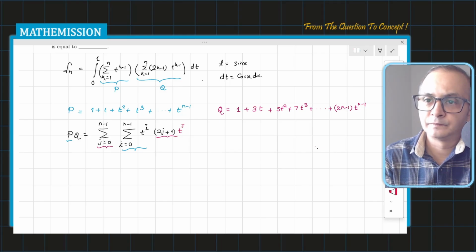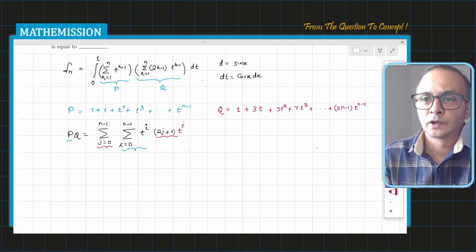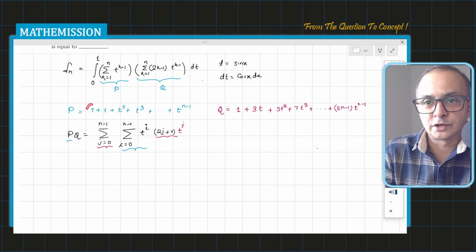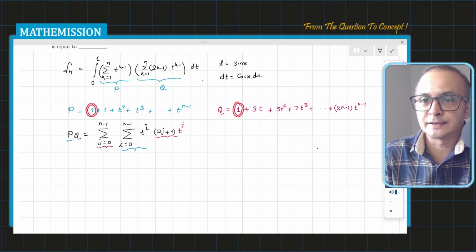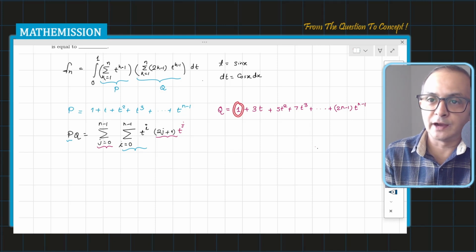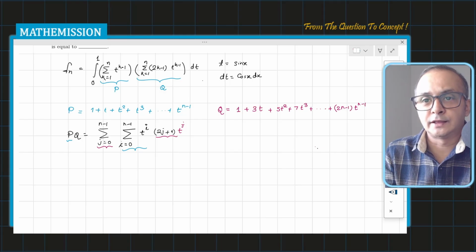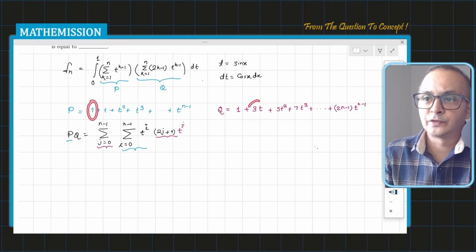Now notice one thing. Suppose I want to find this product of 1 and 1. It means I have to substitute j equal to 0 and i equal to 0. If you substitute i equal to 0, that will become t to the power 0. And if you put j equal to 0, that will give 1, and t to the power 0, that's 1. So we get the product 1 into 1, that is 1. Similarly, suppose you want to find the 1 into 3t.